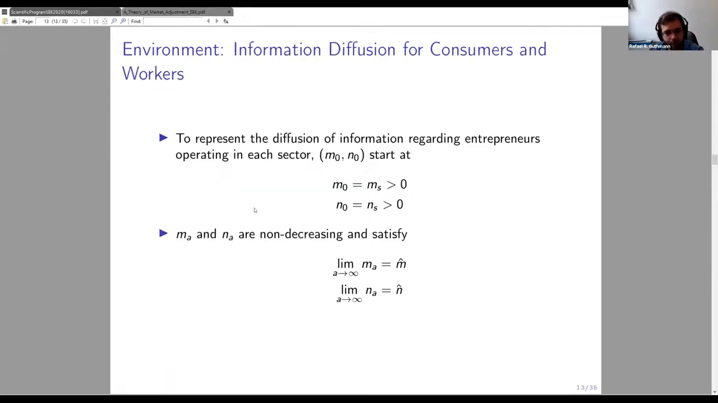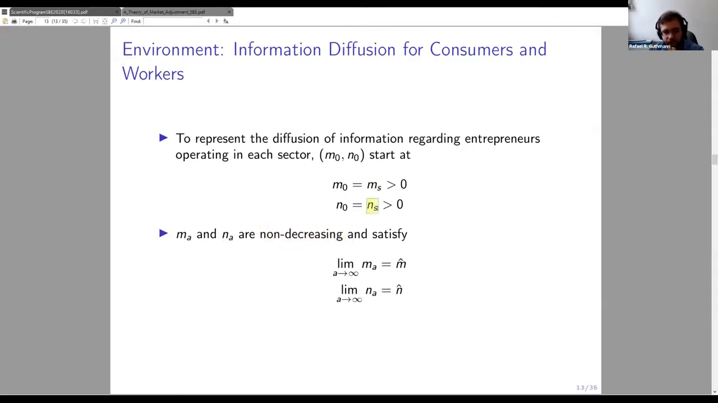So what happens is that these parameters are assumed to evolve over time, because they represent the diffusion of information regarding entrepreneurs in each sector. If you just take M_A and N_A to be equal to infinity, then you get perfect competition. So this model becomes a standard general equilibrium model if you assume these parameters to be equal to infinity, or you take them to infinity; the equilibrium will converge to perfect competition. But what we assume here is that these parameters are bounded and they are non-decreasing, to represent the idea that information diffuses over time.